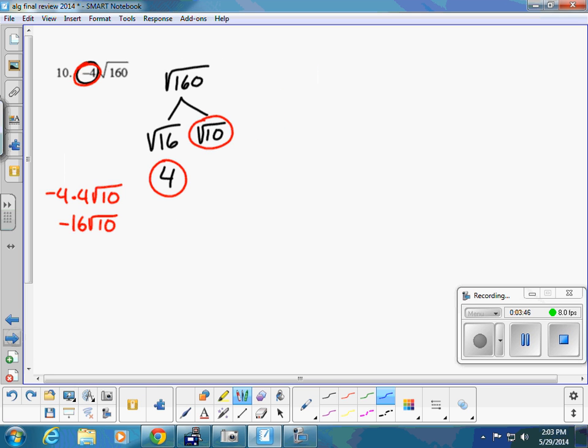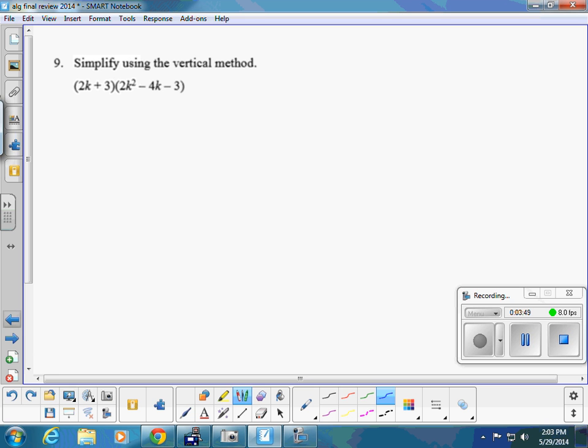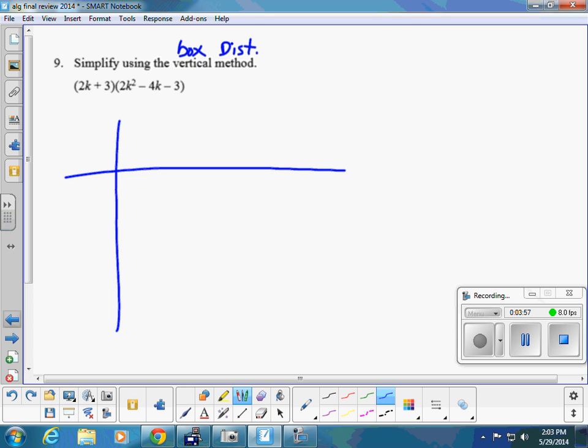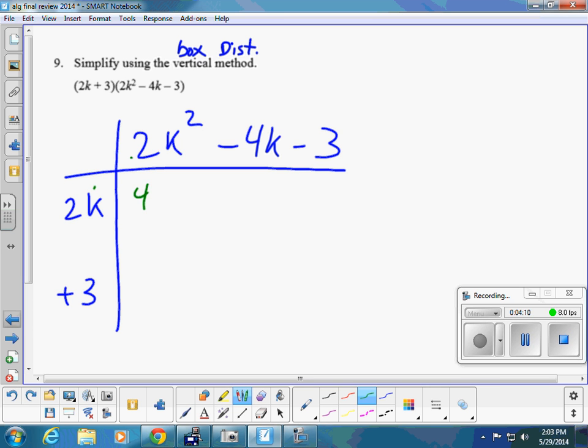Simplify using the vertical method, which it says vertical, but it really means box method or distribution or distributive method. Either one is allowed here. So you're going to make your box: 2k squared minus 4k minus 3, 2k plus 3. I'm going to multiply through. 2 times 2 is 4. K times k squared is k to the third. 2 times negative 4 is negative 8. K times k is k squared. 2 times negative 3 is negative 6. And there's no k, so we just leave the k from the 2.